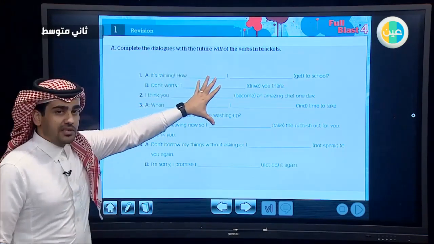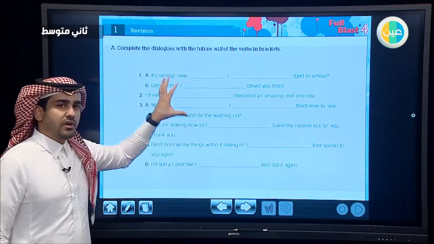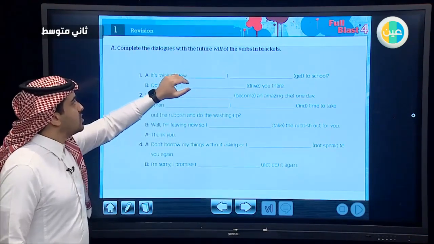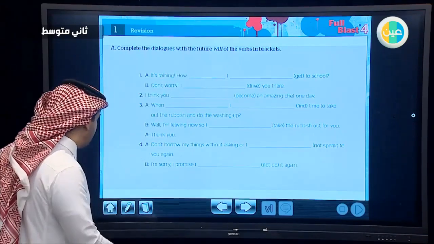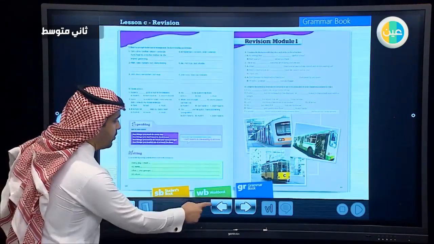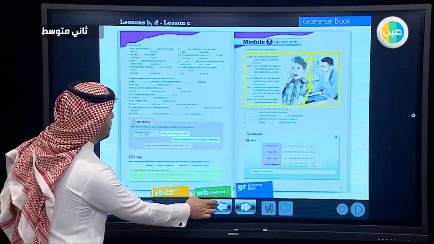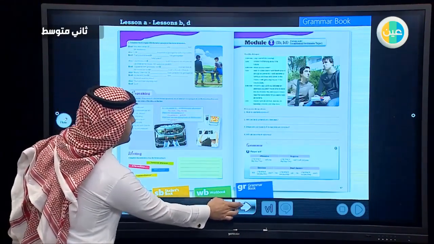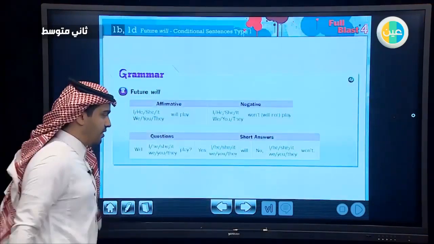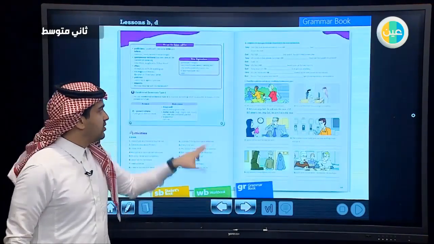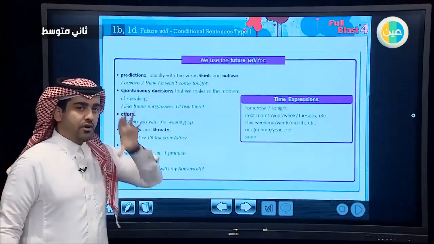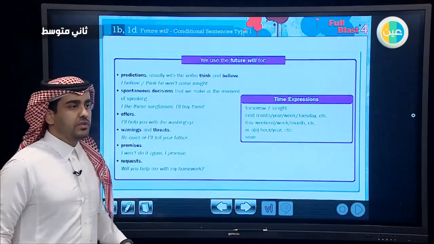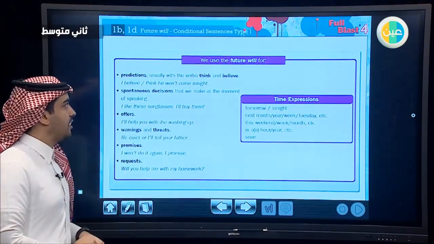Before we start doing the lesson, let's do a quick refreshment and go back to the grammar rule for future will, okay? So this one, future will, please pay good attention. We'll go back in the grammar book, all the way back, and it's right here. Okay, so this is the form. Before we start talking about the future will or the form of the future will, we will talk about when is it used, when to use future with will, okay?